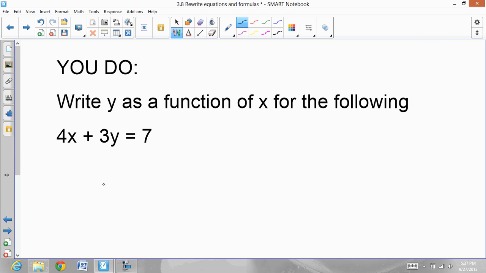Now, this is a question I want you guys to practice, and when you come back the next day, please make sure that you know how to do this on the board. You are asked to write y as a function of x with the following equation. If you are not sure how to do this question, rewind the video, watch it again, understand it again, and then continue. Also make sure that you have all your notes together in one place.